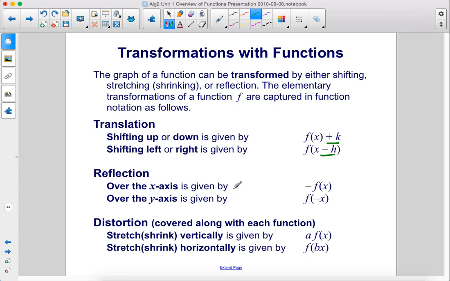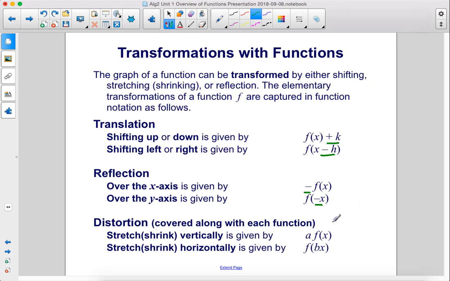Reflection. Over the x-axis is given by negative f of x. Over the y-axis is given by f of negative x. Here, the negative sign is outside of the function, and here it is inside the parentheses.